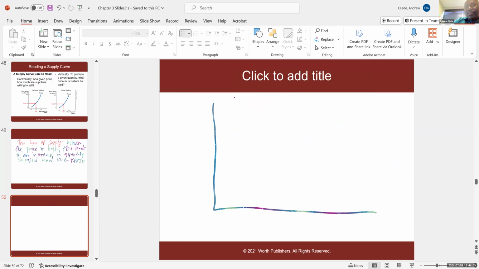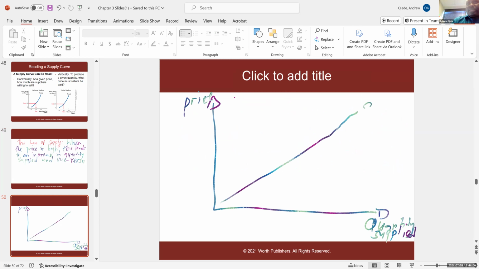So again, if I put quantity supplied on this axis, and I put price on this axis, the supply curve is upward sloping. You can label it S. Meaning that if the price is low, nobody makes money, and they're less willing to supply their product. They're going to supply less. The quantity supplied is low.